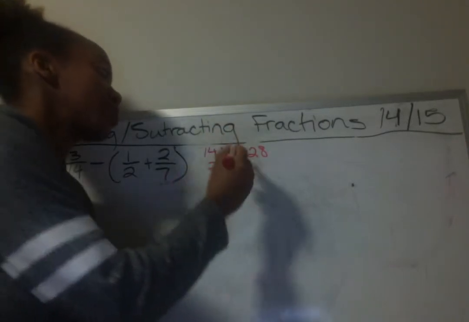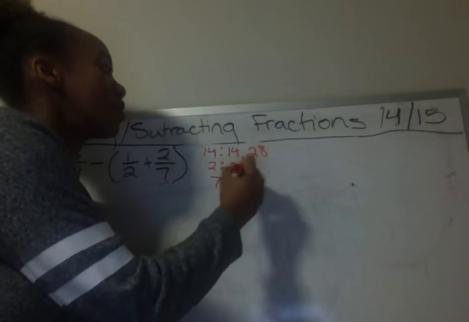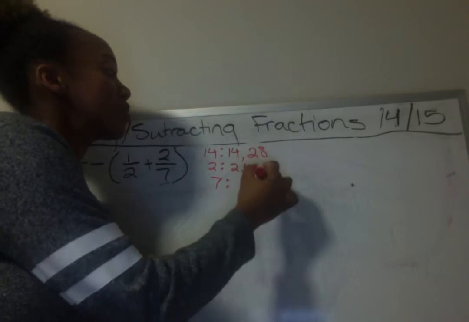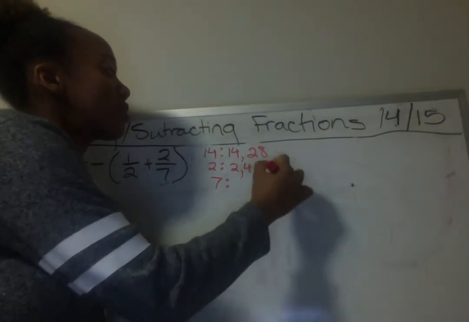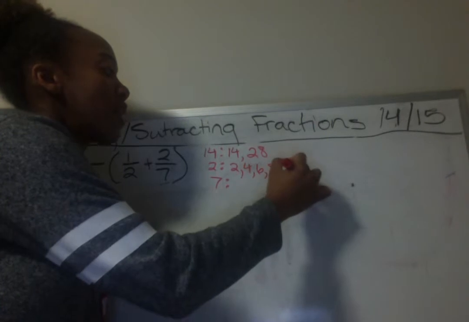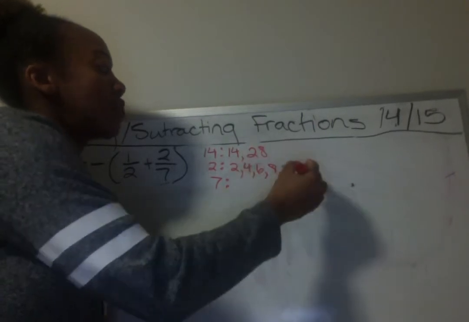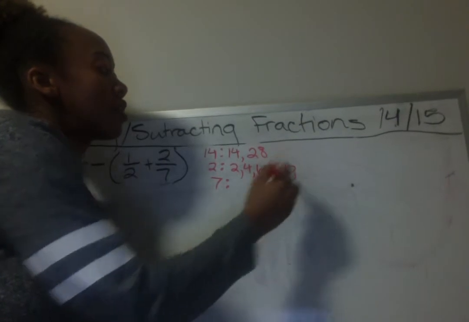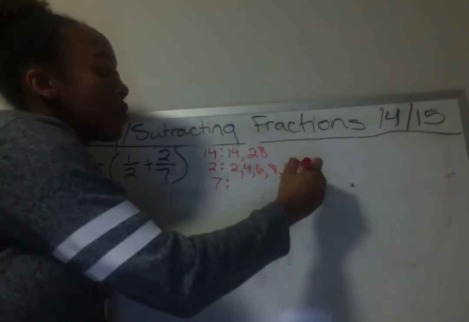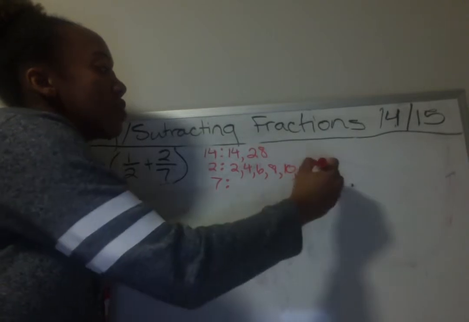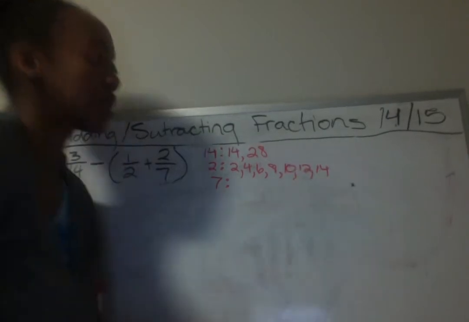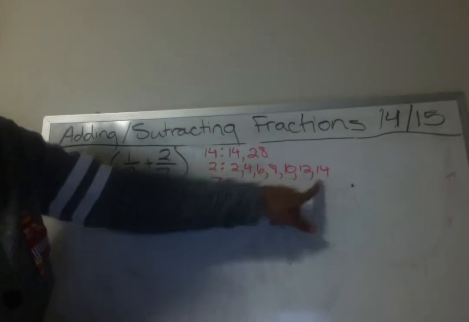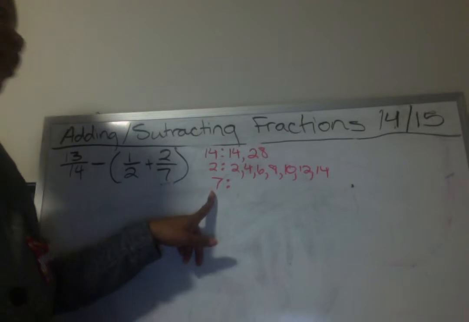Now, let's go with 2's. 2 times 1 is 2. 2 times 2 is 4, excuse me. 2 times 3 is 6. 2 times 4 is 8. 2 times 5 is 10. 2 times 6 is 12. 2 times 7 is 14. Now notice I'm going to stop here because I have 14 at the top here, 14 down here. So hopefully I can find 14 here.